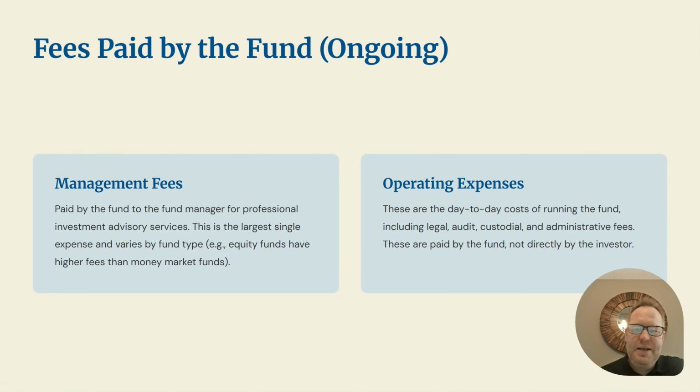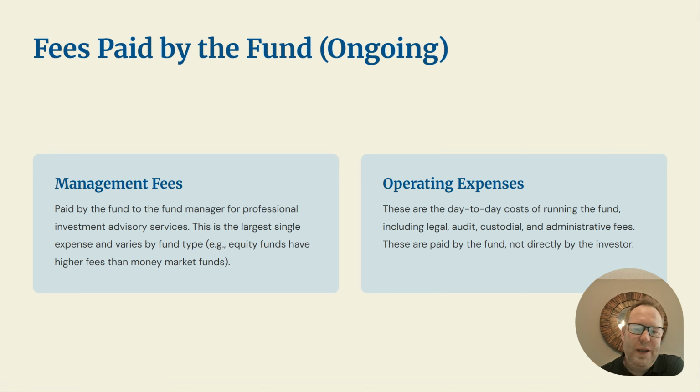The second type of fees paid now are ongoing fees that are continually charged year after year, month after month, and have more to do with the ongoing operation of a mutual fund. The first would be management fees. These are paid by the fund to the fund manager for professional investment advisory services. This is the largest single expense and varies by fund. For example, equity funds have a higher fee than money market funds because more work is involved by a fund manager to operate. Thus, they will get more in salary or fees paid to them.